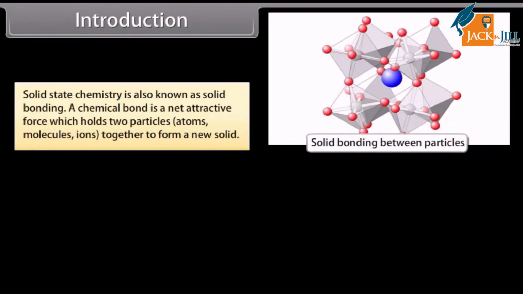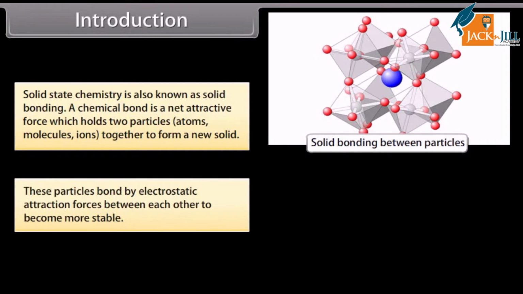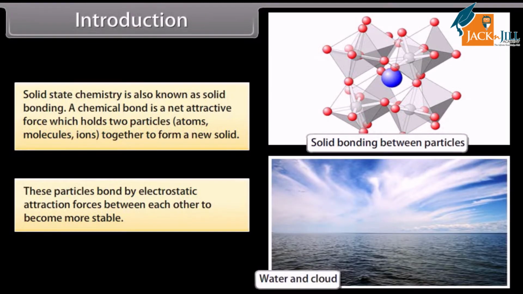Solid-state chemistry is also known as solid bonding. A chemical bond is a net attractive force which holds two particles, atoms, molecules, or ions together to form a new solid. These particles bond by electrostatic attraction forces between each other to become more stable. Think about it. If you are not solid, you will be nothing, not even water or cloud, thanks to solid bonding.